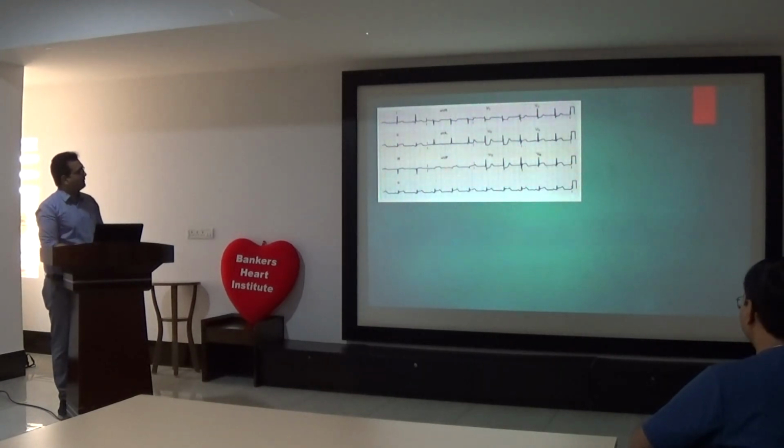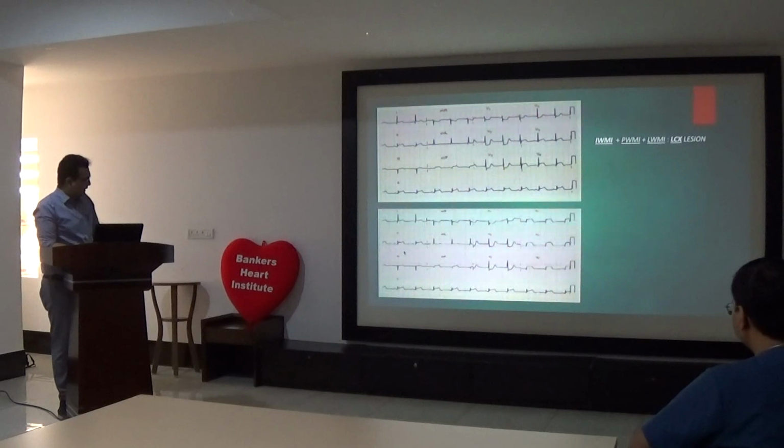Now, in this case, the patient has significant ST elevation in lead 2, more than that in lead 3. Also, there is ST elevation in leads V5, V6, and also some part in lead V1. So this is a case of LCX lesion producing inferior wall MI, of course posterior wall MI, as well as lateral wall.